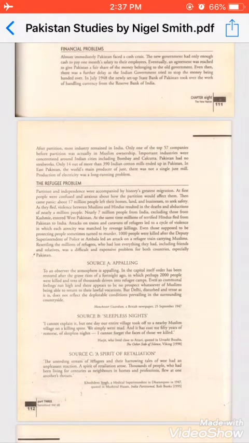Then there was the problem of financial assets. Now, all of you know that when a country is united, its foreign reserves are centralized. But when an abrupt division takes place, then all of that has to be divided. Almost immediately, Pakistan faced a cash crisis. The new government had only enough cash to pay 1 month's salary to its employees. Eventually, an agreement was reached to give Pakistan a fair share of the money belonging to the old government. Even then, there was a further delay as the Indian government tried to stop the money being handed over.